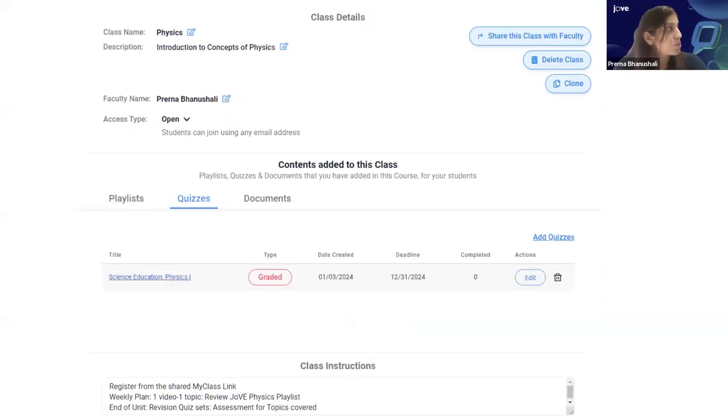If you want, you can also add assessments. This is currently a feature available to all unlimited subscribers. But if you are interested in having assessments from JoVE, do let your library know, do let us know, and we can try and put you in touch with our accounts team.